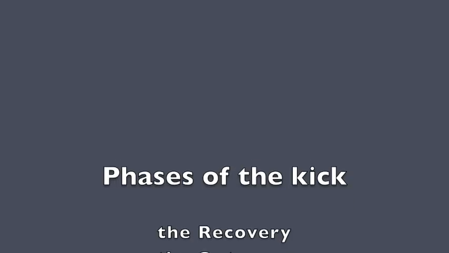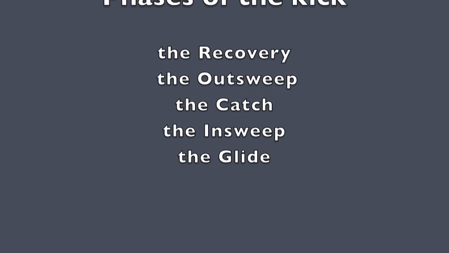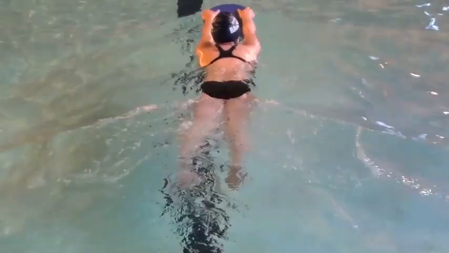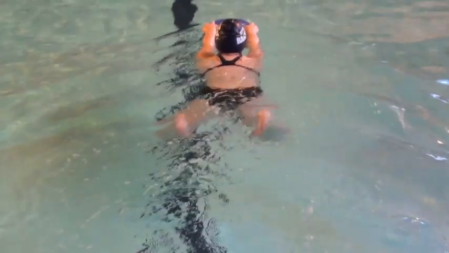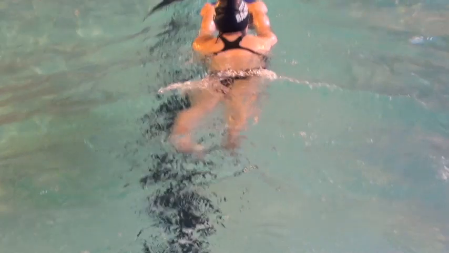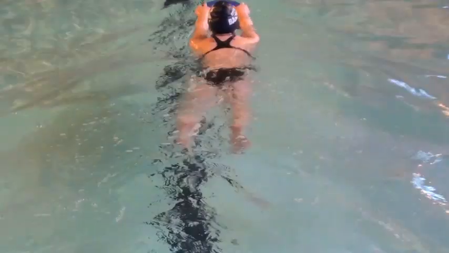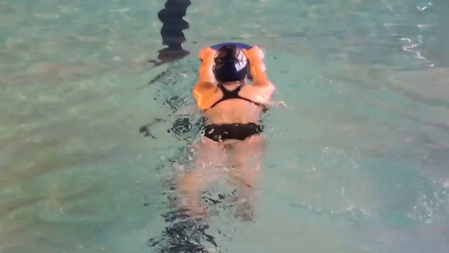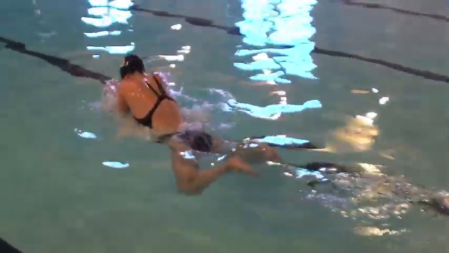There are 5 different phases of the breaststroke kick: the recovery, outsweep, catch, insweep and glide. The kick cycle begins as the feet and the lower legs are recovered forward. As they approach the seat, the feet gradually turn outwards to a 45-degree angle. The swimmer then sweeps her feet outwards as well as forwards until they are outside the swimmer's shoulders and facing backwards. This is where the catch takes place and the swimmer begins to apply propulsive force.